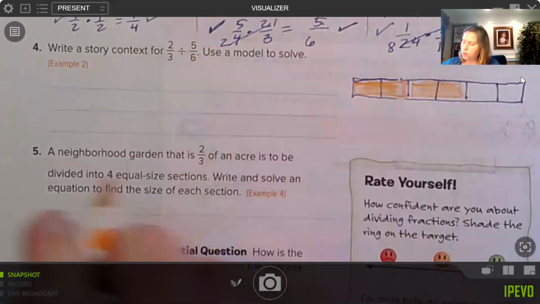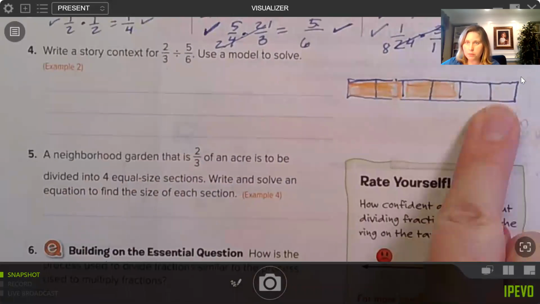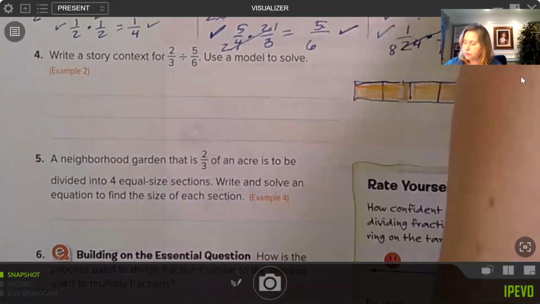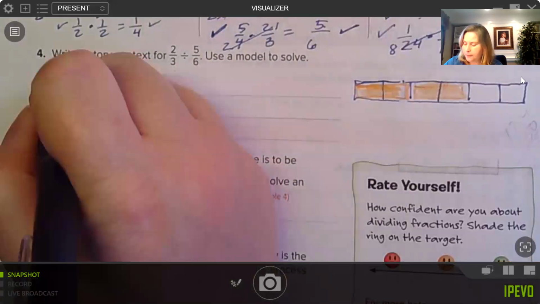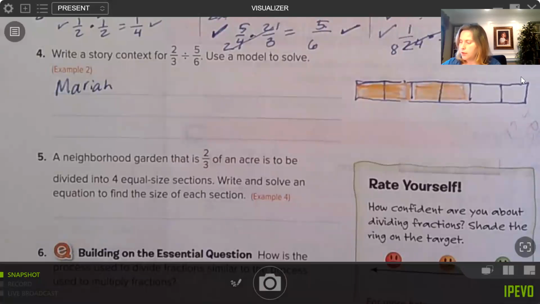2/3. Okay, 1/3, 2/3, 3/3, but we don't have that one. That one's the missing portion, but I still drew it so that we can see what the whole amount is that we have. So Mariah, let's say she drank 2/3 of a cup of orange juice. So this is how much she had.